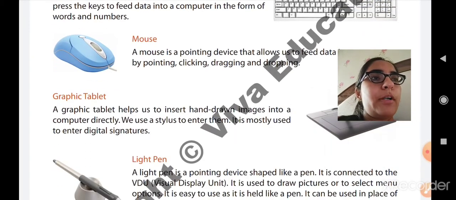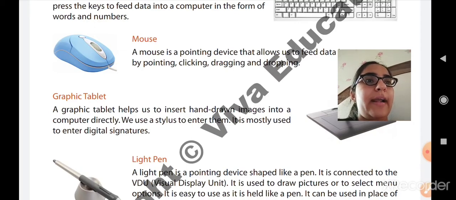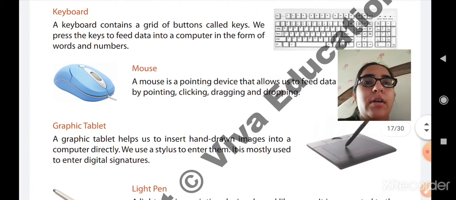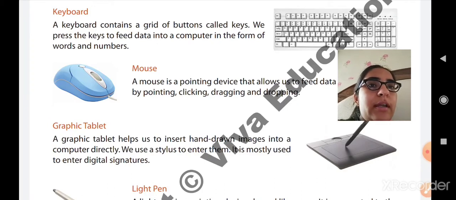So the third input device is graphic tablet. A graphic tablet helps us to insert hand drawn images into a computer directly. It means the handwritten images or the hand printed image which you have written. Anything you are writing and you want it in a computer, then it is possible using a graphic tablet. You can use a stylus to enter them.